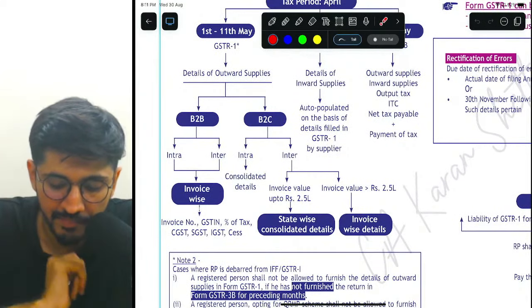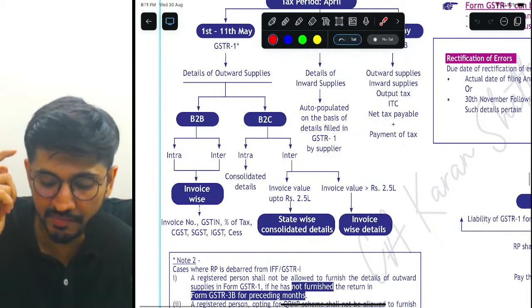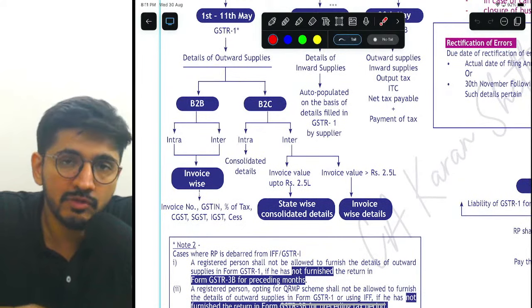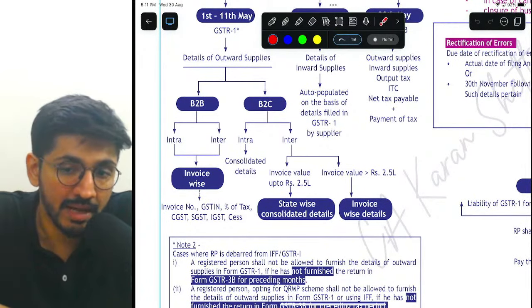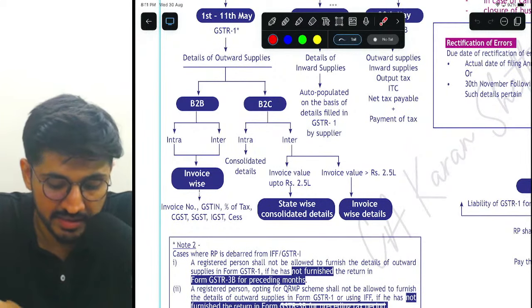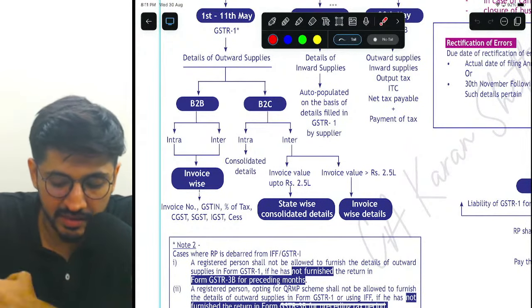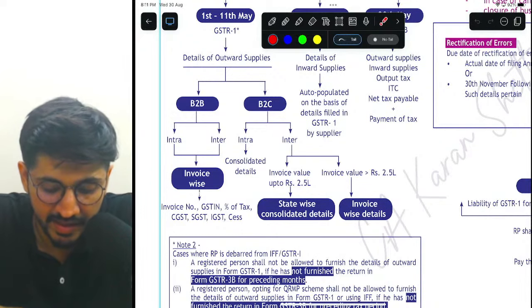Now, understand there are B2B supplies and B2C supplies. When I say B2B supplies, it will be very simple. Registered to registered is what I mean. It can be intra or inter, definitely.